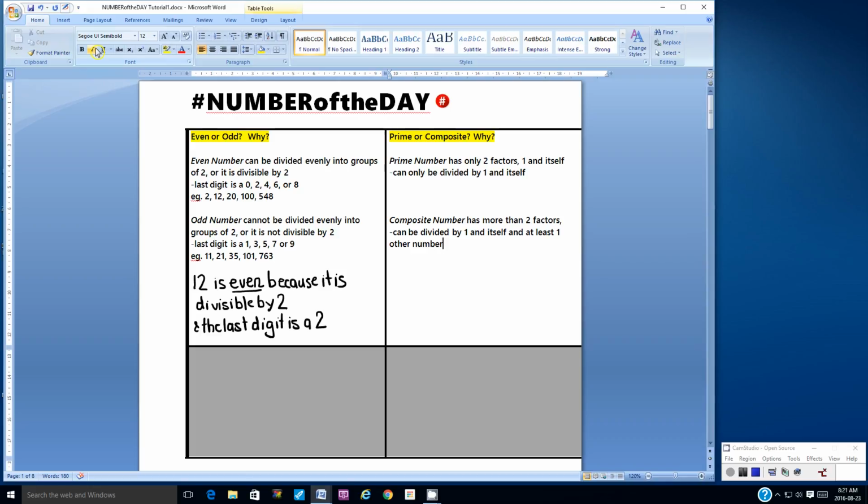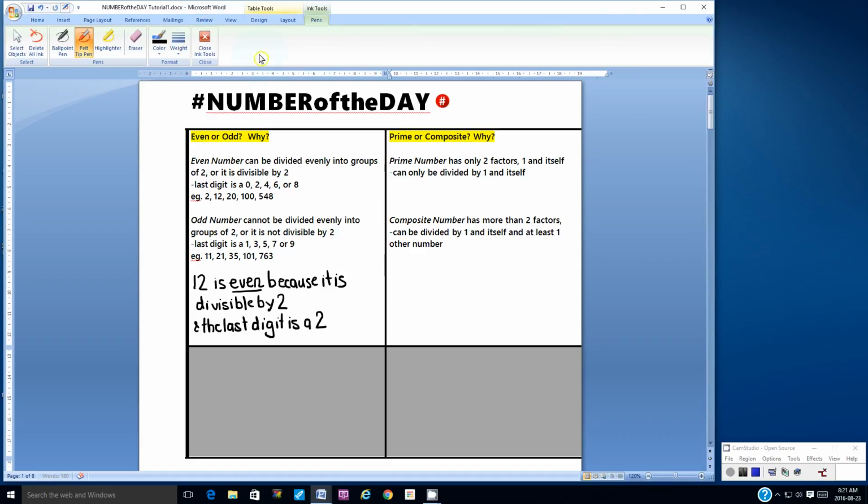So let's think about 12. Our number of the day is 12. 12 can be divided by 1 and 12, but it also can be divided by 2 because it's an even number. It can be divided by 3. It can be divided by 4. And it can be divided by 6. So when we write our answer, we can say 12 is a composite number.